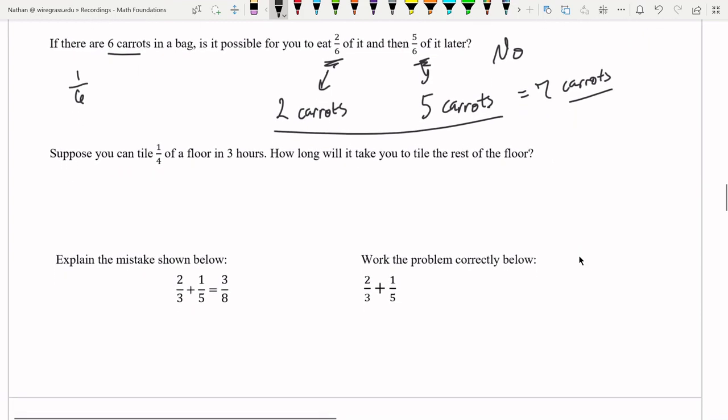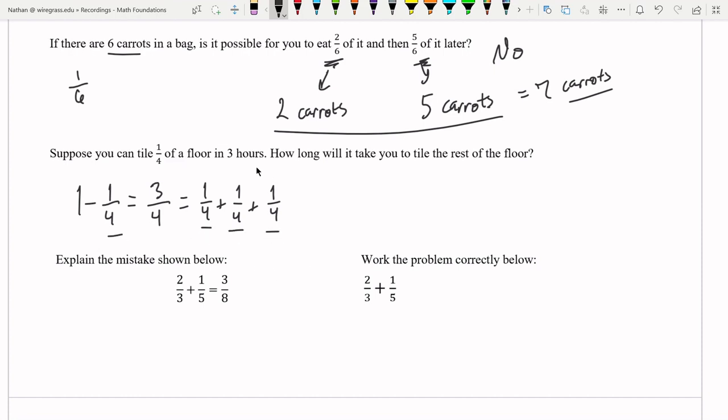Okay, suppose we're going to tile a quarter of a floor in 3 hours. How long would it take to tile the rest of the floor? Well, of course, how much remains is going to be 1 minus 1/4. We've already seen this. This is 3/4. And 1/4 of a tile is 3 hours. There's multiple ways you can think about that. 3/4 is the same thing as 1/4 plus 1/4 plus 1/4. Well, but each fourth takes 3 hours. So there's 3/4 remaining, which means it's going to take us 3 times 3 hours, or 9 more hours.